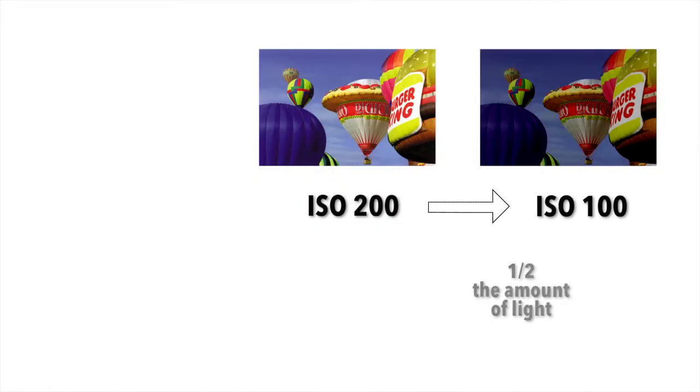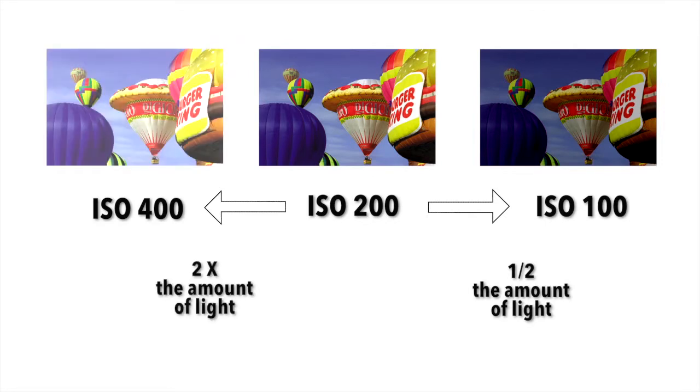You'll notice that moving up the ISO scale, the numbers are a doubling of the previous number. Each full stop change either increases or decreases the sensitivity by a factor of 2. That means going from ISO 200 to 100 is a decrease by half of the sensitivity of light, while going from ISO 200 to 400 is doubling the sensitivity to light.